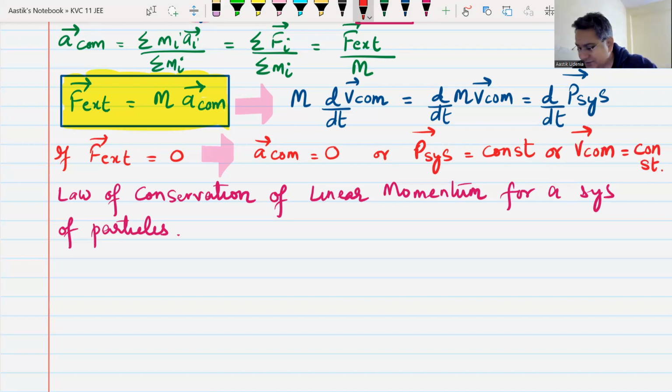We have to understand this because we have not done law of conservation of linear momentum. We have understood this law of conservation of momentum for a system of particles. If there is one particle, it will become the law of conservation of momentum for one particle. If there are two particles, law of conservation of linear momentum for a system of particles. Do we understand this? Yes or no?